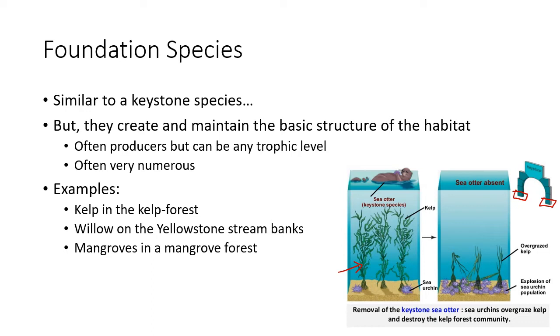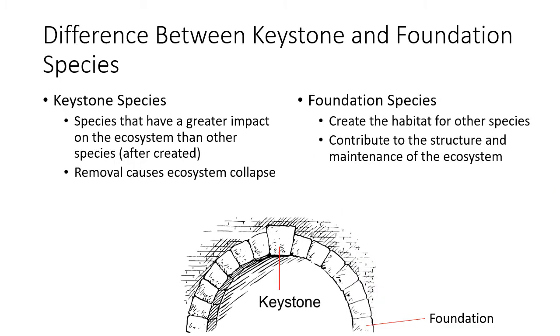Foundation species are the dominant species making up that ecosystem. So just contrasting the two, keystone species have a greater than normal impact. You remove them and the entire ecosystem collapses. So they are at the center and top of the arch, the keystone, and removal causes the ecosystem to collapse.